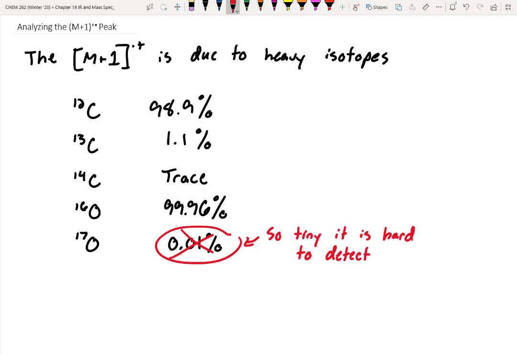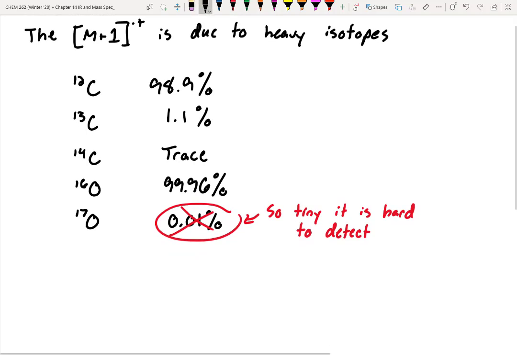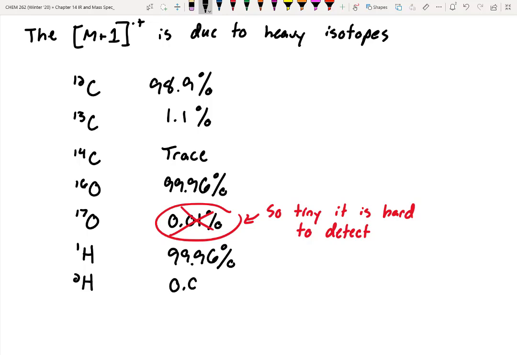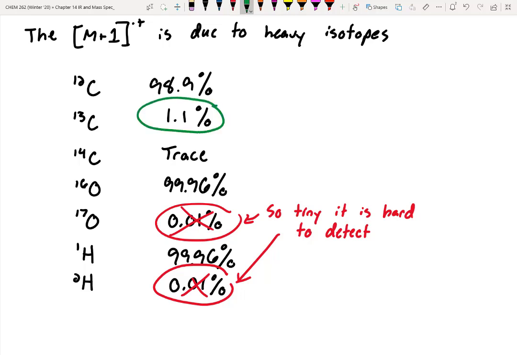All right, what's another element we could look at? Hydrogen. All right, so we've got two different types of hydrogen. This one's also 99.96, and this one's also 0.01%. So again, I'm going to say that this is so tiny that it's hard to detect using at least most standard equipment. The one we do need to worry about is this one right here.